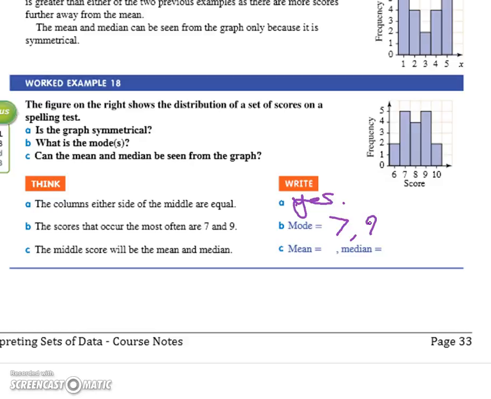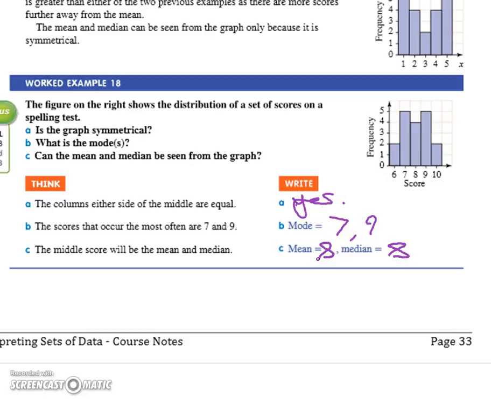The last question says, can the mean and the median be seen from the graph? The answer is yes, and only because it is symmetrical. So what would the median be? We'll start with the median. 8, correct, because it's in the middle. And what would the mean be? The mean is the average. It is 8 as well. Okay, the mean would be 8 as well.